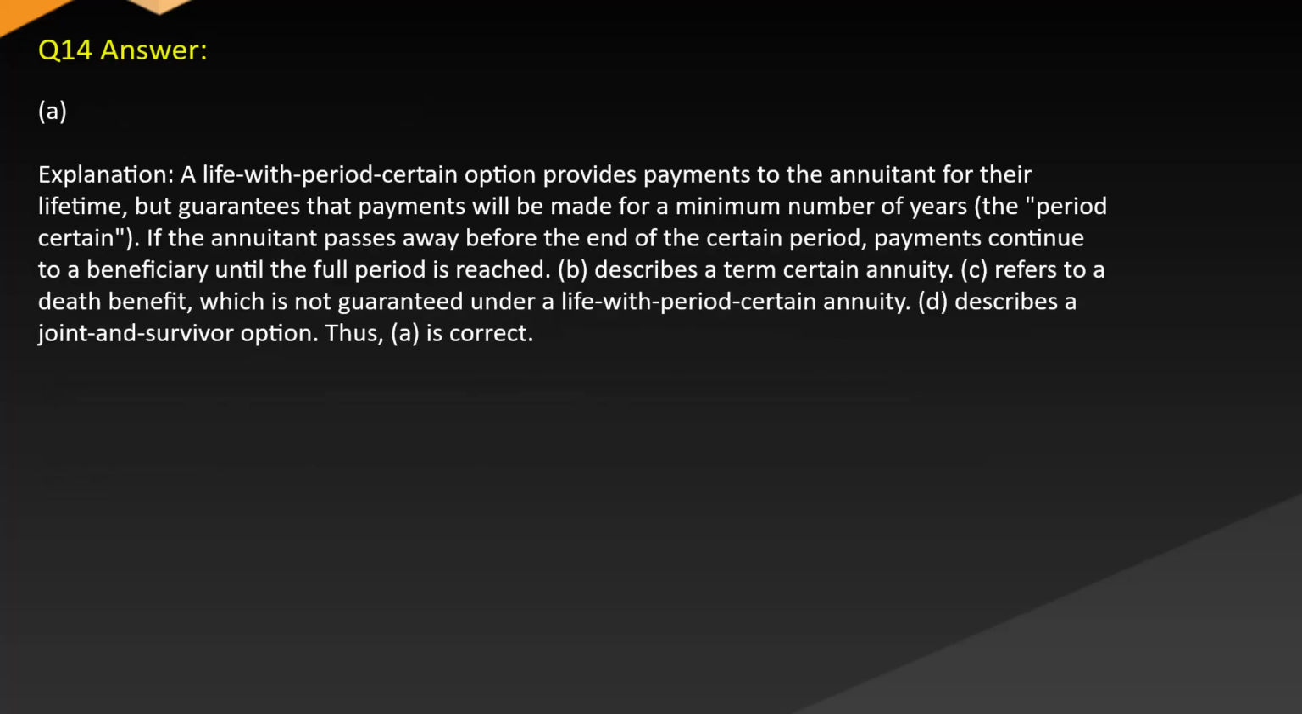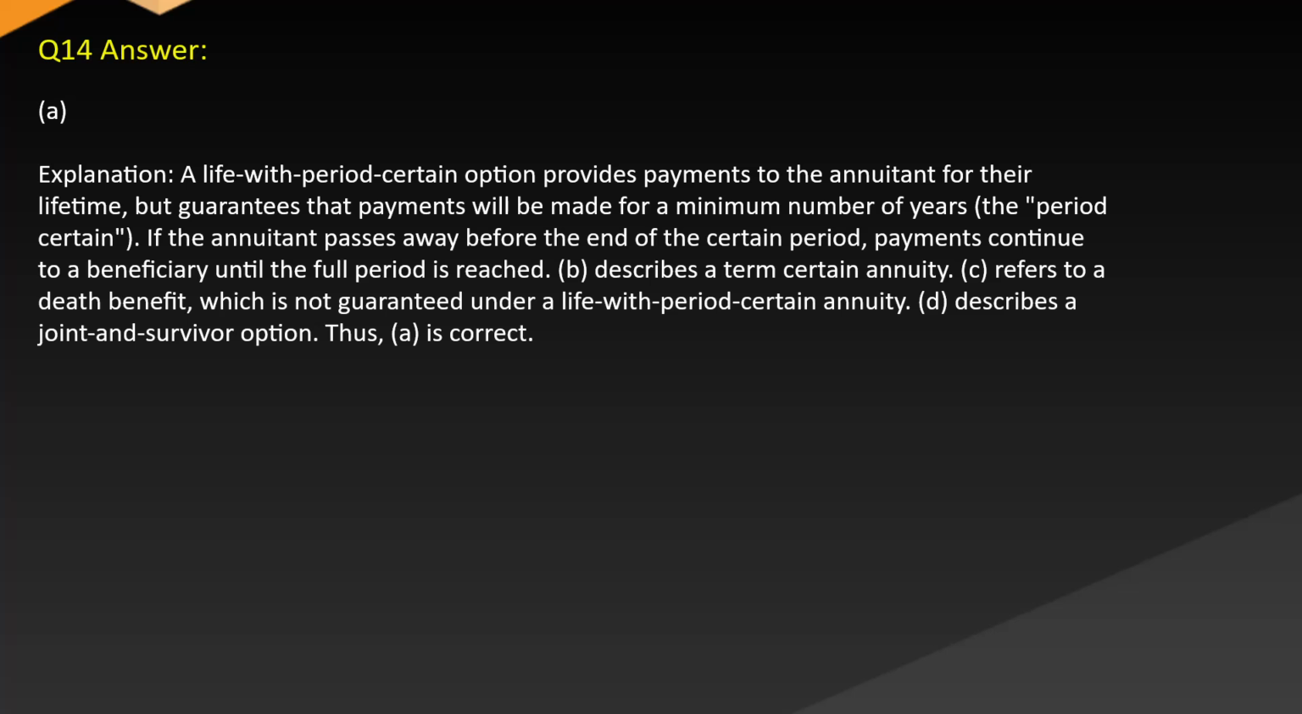Answer A. Explanation. A life with period certain option provides payments to the annuitant for their lifetime, but guarantees that payments will be made for a minimum number of years, the period certain. If the annuitant passes away before the end of the certain period, payments continue to a beneficiary until the full period is reached.